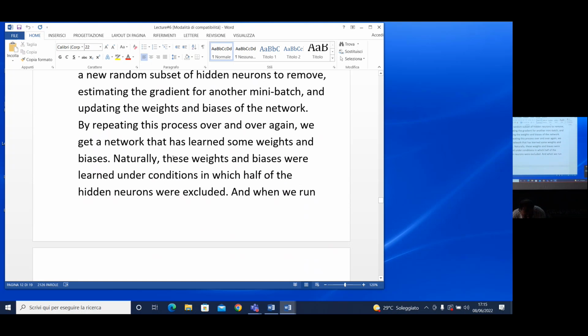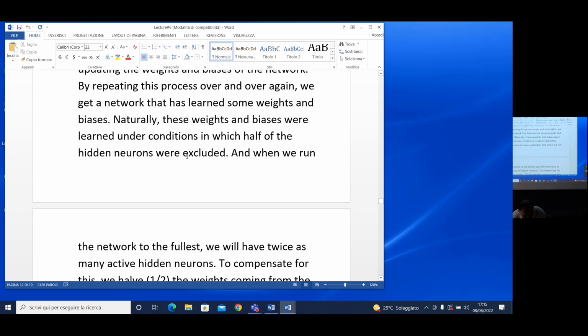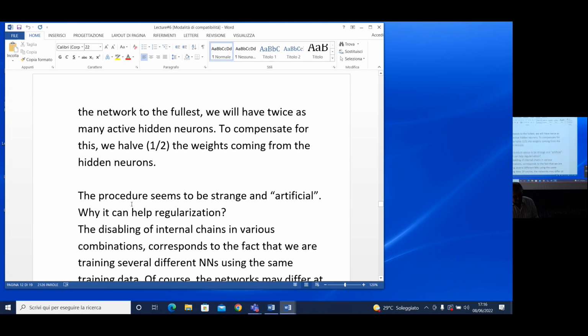Naturally, these weights and biases were learned under conditions in which half of the hidden neurons were excluded. Different intermediate neurons on each pass. And when we run the network in full, we have twice as many active hidden neurons. To compensate for this, we halve the weights coming from the hidden neurons.